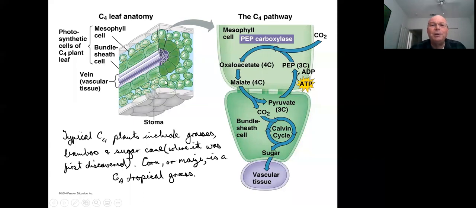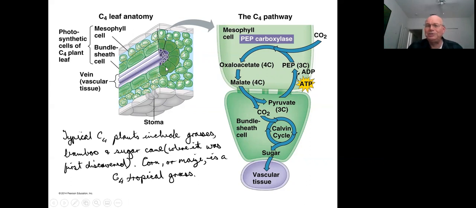So you still have spongy mesophyll. You have running inside the veins, the vascular tissue, and the same is true with the veins in any leaf, where the vascular tissue is located, the water transporting and food transporting tissue. In a C4 plant, there is this layer of cells called the bundle sheath cells that surround the vascular tissue. And it's in here that the Calvin cycle occurs.